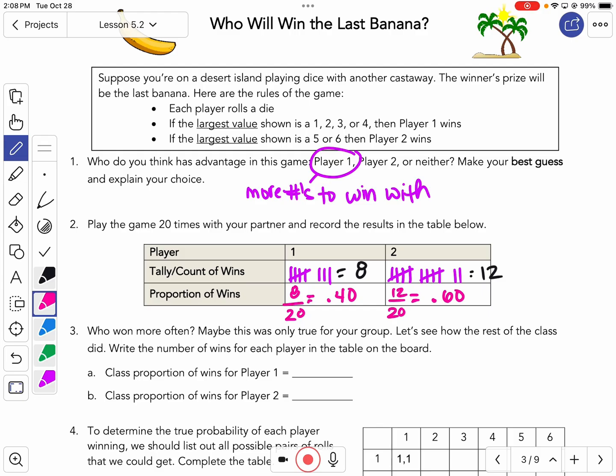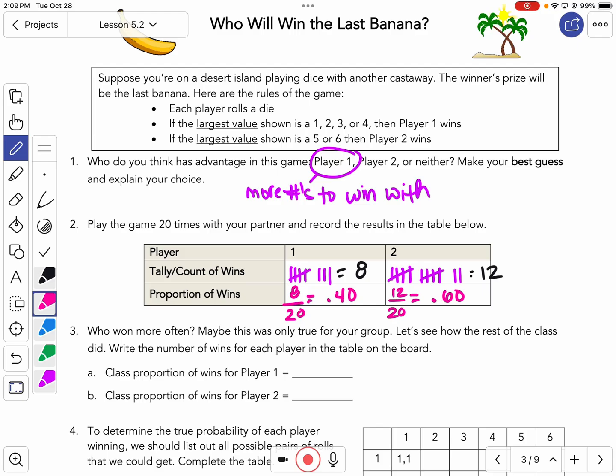All right, player 2: 12 plus 11 plus 11 plus 12 plus 13 plus 14 plus 6 plus 15 plus 8 plus 13 plus 6 plus 11 gives me 132.